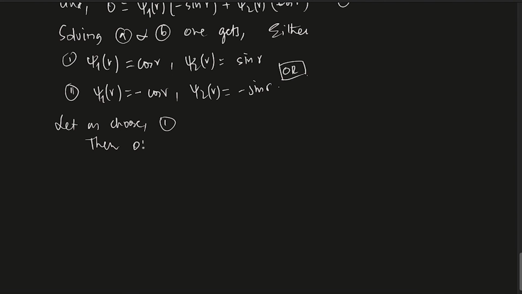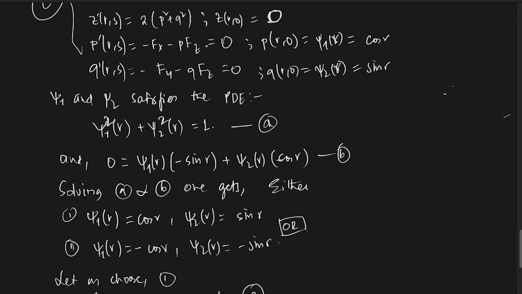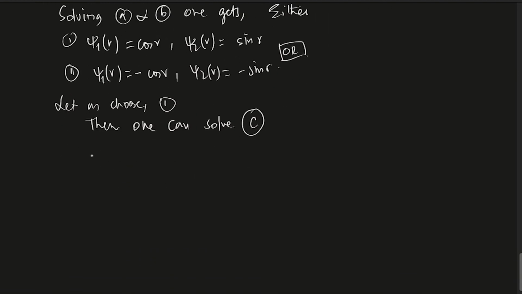Then one can solve the characteristic equation, and what do you get in that case? To get this, P prime is 0, where the prime is with respect to S. So P is constant with respect to S, and P at the point R0 is cosine R. So P of R, S is cosine of R for every S, and Q of R, S is sine of R, because this is constant with respect to S.